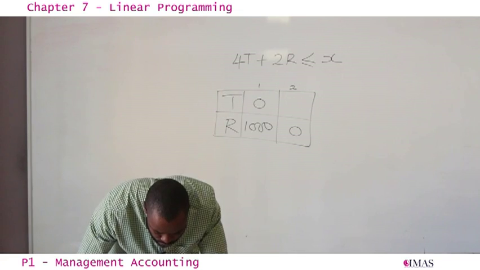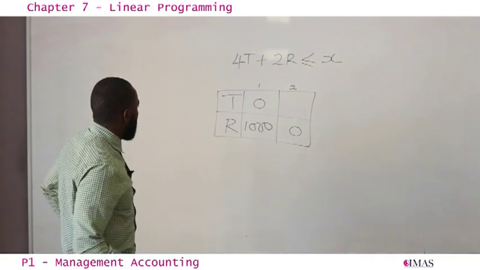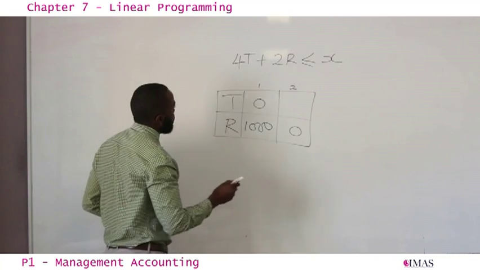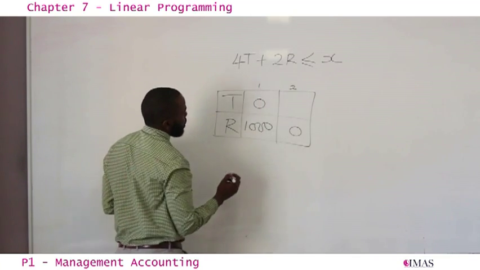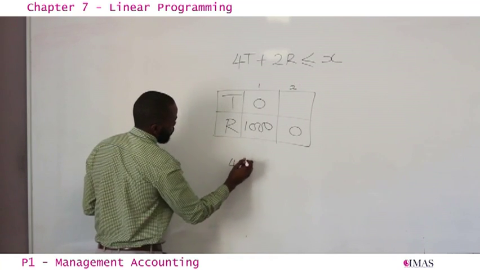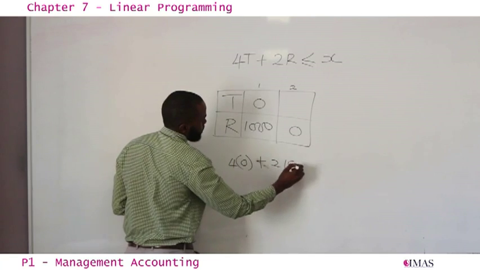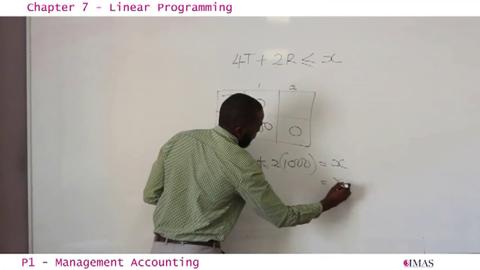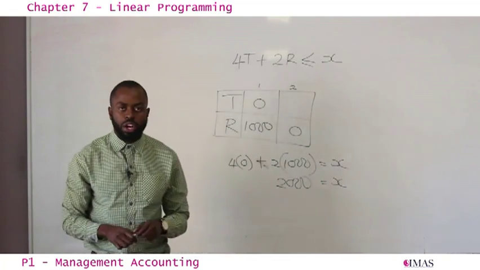Then when R is equal to 0, we could not easily identify the T. So now we go to substitute in our formula. When T is equal to 0, it means 4 times 0 plus 2 times 1,000 is equal to X. X is equal to 2,000.